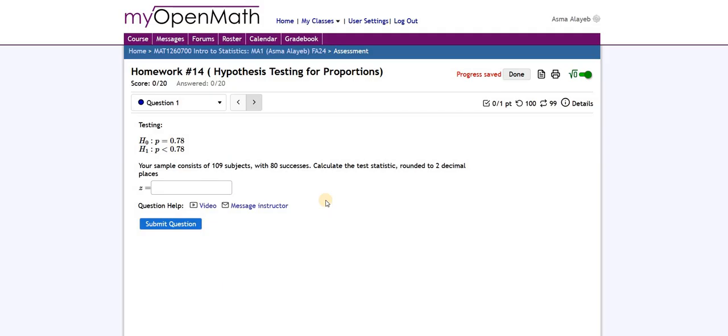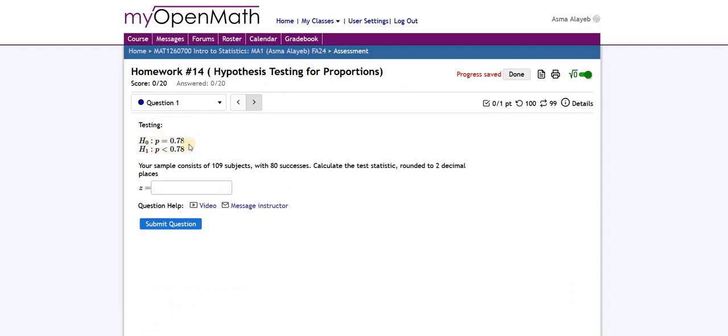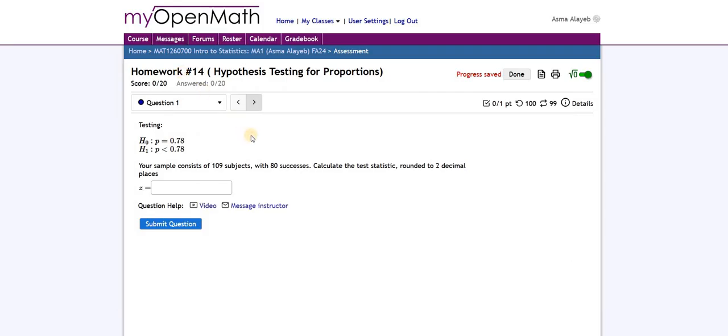The first question says, if you're testing the null hypothesis that the population proportion is equal to 0.78, I will go to the calculator and type 0.78 in the first space right here. And then I will go back and see what type of test it is. I see that it's a left tail test. So I'm just going to choose left tail test from the drop down menu and then finish reading the question.